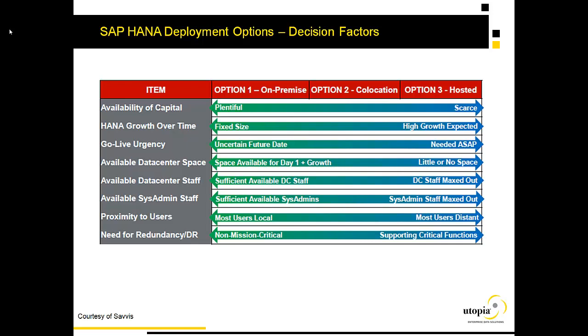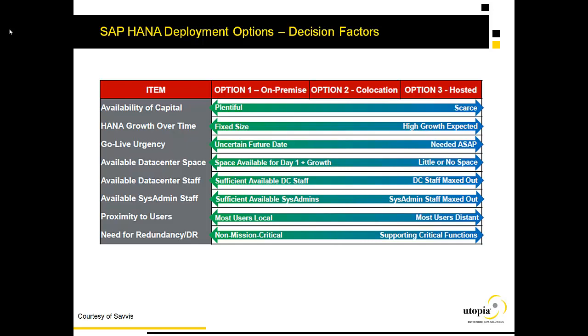If your systems administration staff is limited, and the difference between data center staff and systems administration is that data center takes care of the hardware, the cabling, the networking, the telecommunications, all of the things below the OS layer. Systems administration staff takes care of all those items from the OS layer up, the operating system layer. So you may have a lot of data center staff, but you may not have a lot of systems administration people. And if you're tapped out in that area, you may wind up leaning towards the hosted solution.